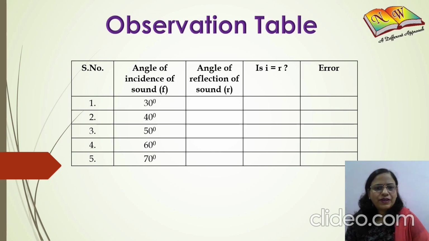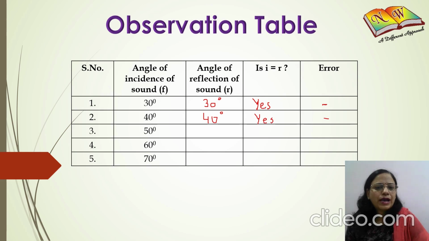Let us record the observations. Initially, when we measured the angle of incidence to be 30 degrees, from the experiment we observed that the angle of reflection of sound is also equal to 30 degrees. So is angle I equal to angle R? Yes, angle I is equal to angle R. So there is no error here. We tried it the second time, placing it at an angle of 40 degrees, and we observed that the angle of reflection was also 40 degrees. So in this case also the angle of incidence was equal to the angle of reflection and there was no error.